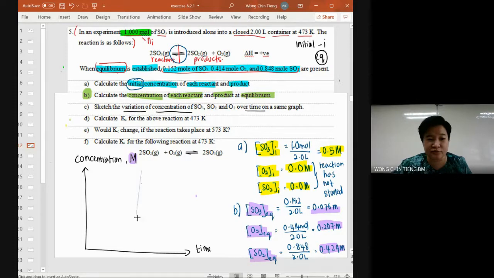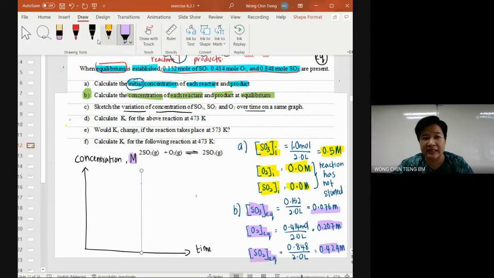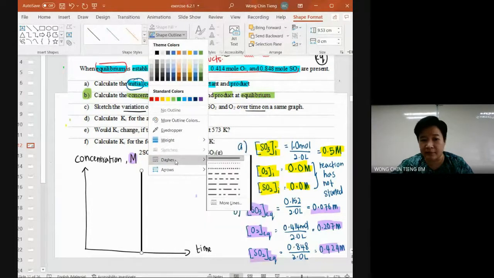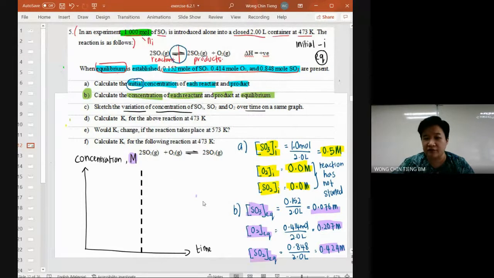And cara saya ajar student adalah I will started off with a line that show the equilibrium. Alright, so you will start off with a line over here, your straight line, that is my equilibrium time. Everybody will achieve this equilibrium time in the same moment. So that is my T equilibrium. Okay, saya akan mula dengan yang ni. Okay, why? Because when you draw, I started off with my initial. If you look at your SO3 initial, your SO3 is a 0.5.